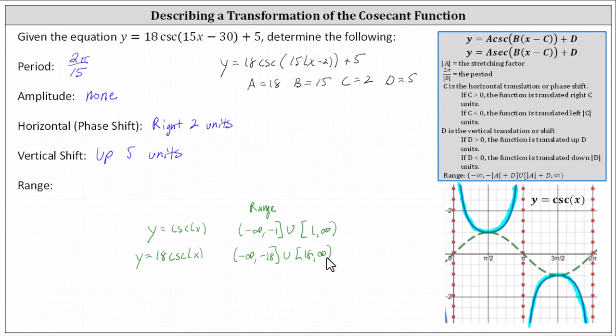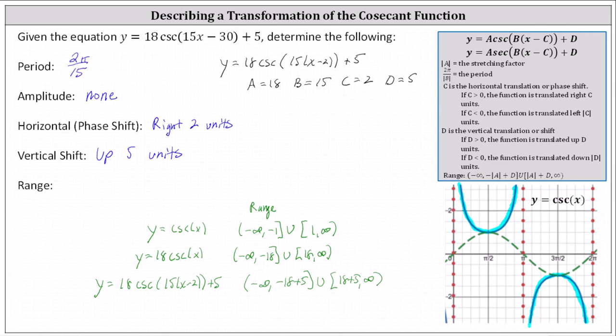And now let's consider the range for our function. The only other value that will affect the range is d, the vertical shift of up 5 units. Having a different period or a horizontal shift is not going to change the range. So now let's consider our function. Shifting the graph up 5 units is going to increase the negative 18 by 5 and increase the positive 18 by 5. The range is going to be the interval from negative infinity to negative 18 plus 5, because the graph is shifted up 5 units, union the interval from 18 plus 5 to positive infinity. This would be the range for the given function.